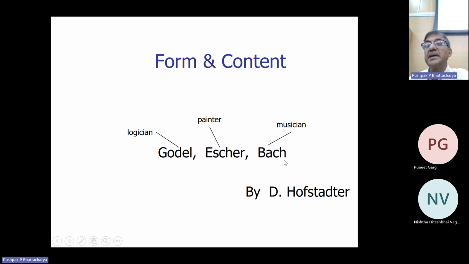And Bach is a musician. There, Bach uses self-reference again extremely ingeniously to create structures where you think that the musical notes are always ascending and never descending, but it's still a piece of music. So all of them make use of self-reference, which is a very important point about any AI system. This book is by D. Hofstadter, who is a philosopher of artificial intelligence.